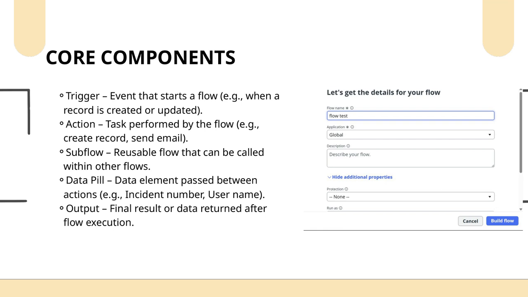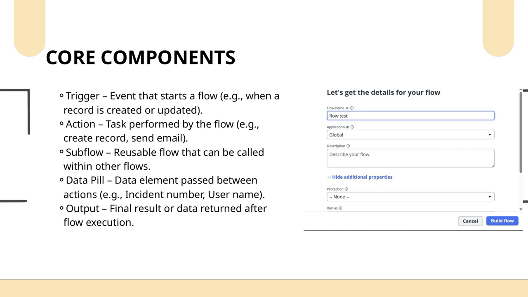Next, we have the action. This is the task that the flow performs once triggered. For example, creating a new record or sending an email. Actions are the steps that carry out the intended automation or process. Then there's the subflow. This is a reusable flow that you can call within other flows. It's like having a mini flow that you can reuse across different automation processes, helping you keep things efficient and organized.